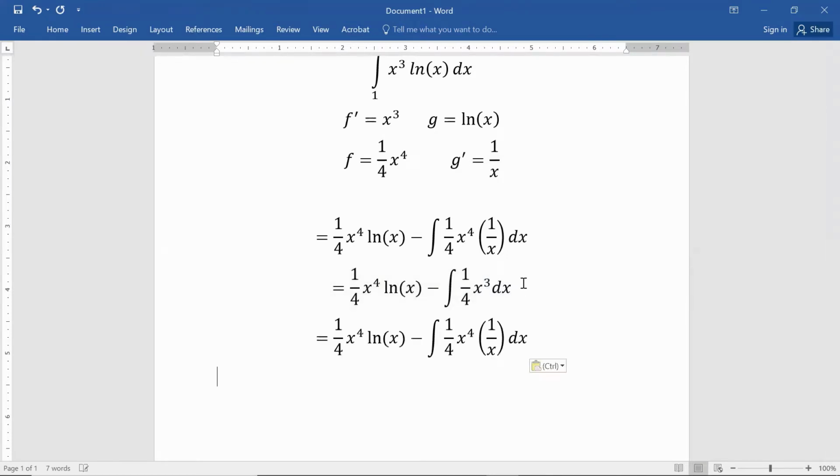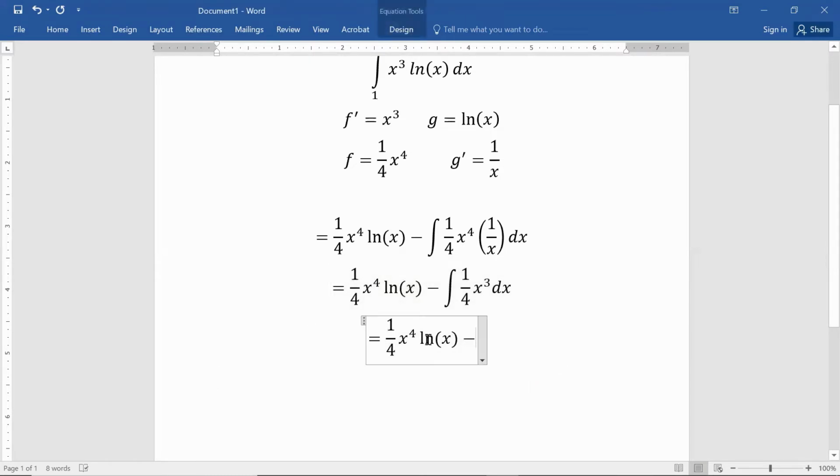Now we can integrate that function on the right. When you raise the exponent by 1, you get x to the 4th. When you divide by 4, 1/4 divided by 4 is 1/16. And it's at this point that we can put in the bounds.